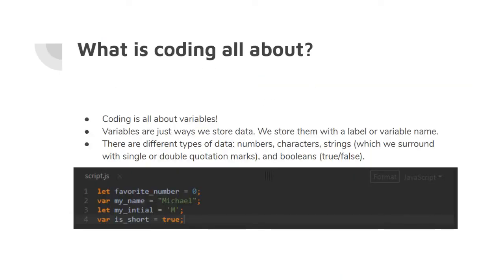So what is coding all about? Coding is all about variables. Now, what are variables? Variables are just ways we store data. They're like cabinets. A cabinet can store something inside, and also has a label. And we use that label to access the cabinet. Now, variables can store different types of data, like numbers, characters, strings, which are just characters connected to each other, like words or phrases, and also booleans, which are just true or false.